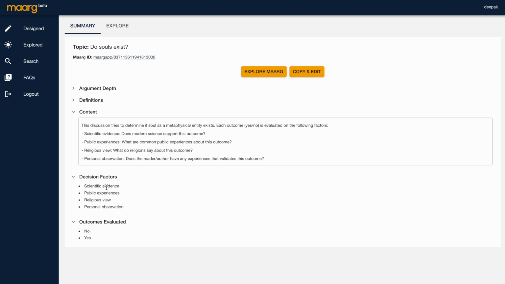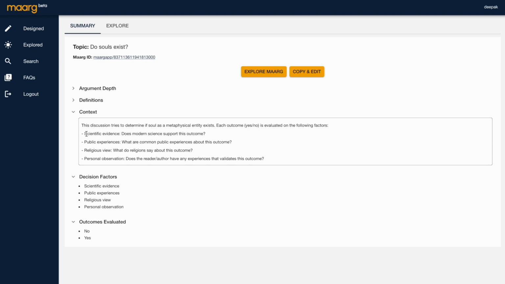Like in a conventional debate, we usually get two sides and each side presents their arguments. And to those arguments, there are counter arguments. And that's how we get the ball rolling. But on Maarg, we take a different approach. We try to figure out what are some factors that should be kept in mind while answering the question.